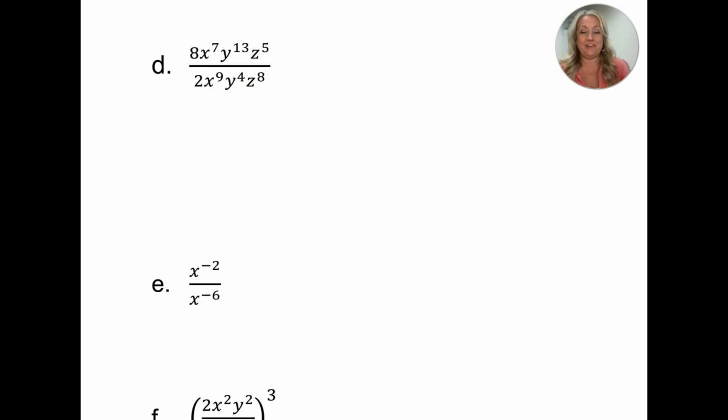Hello, today we're going to be continuing with 3.1. We're talking about properties of exponents. We have a few more examples we're going to work through just to make sure you can see how all the different properties of exponents work.